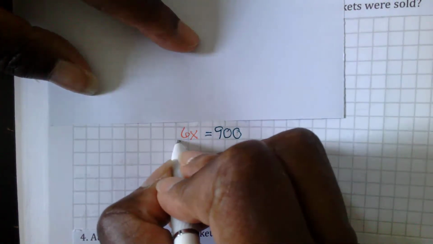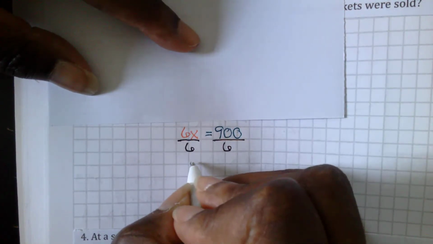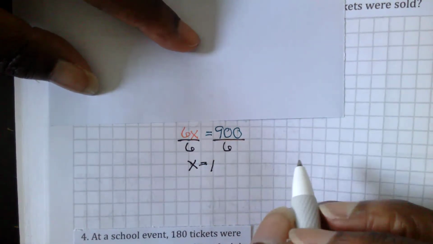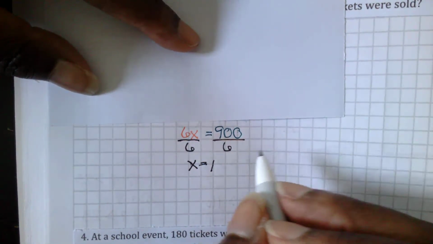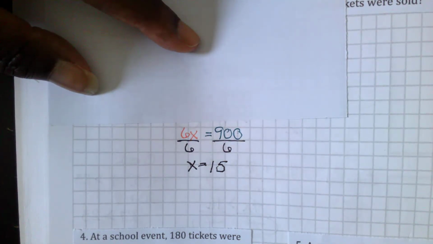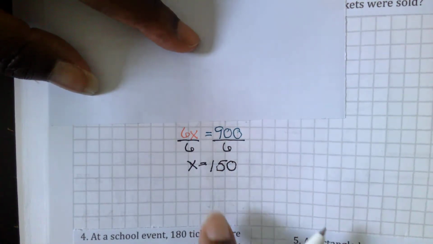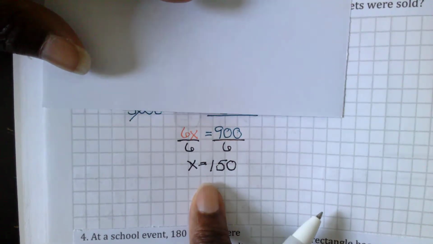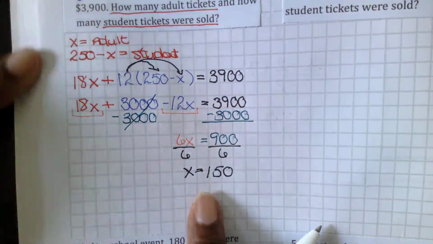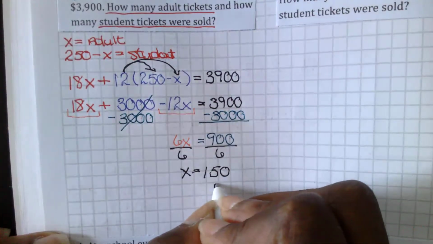So that means we're going to divide both sides by 6. How many 6's go into 9? Just 1, which gives a remainder of 3. Bring down the 0, that's 30. How many 6's can go into 30? That's 5. And then we have a 0 remaining. How many 6's can go into 0? That would be 0. So we have x is equal to 150. Well, what does that mean? Going back to our key, that means we have 150 adult tickets.